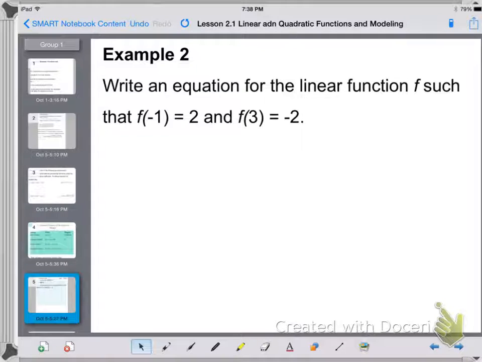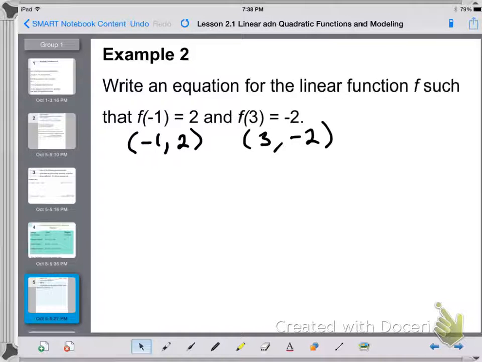Alright, now in example 2 we want to write an equation for the linear function f such that f of negative 1 equals 2 and f of 3 equals negative 2. Now this is just a fancy way of writing an ordered pair. So when I plug in negative 1, I get out 2, so I have the point negative 1, 2. When I plug in 3 for x, I get out negative 2, so I have the ordered pair 3, negative 2 here.